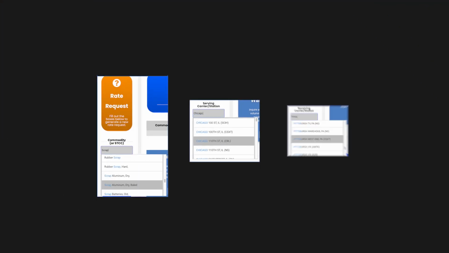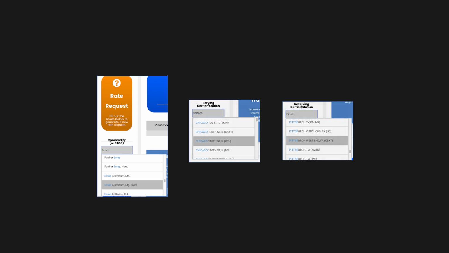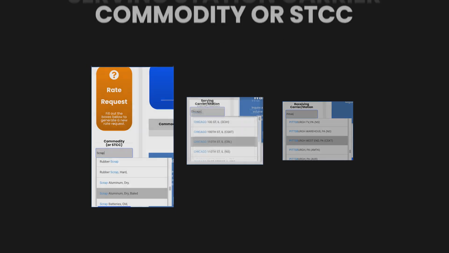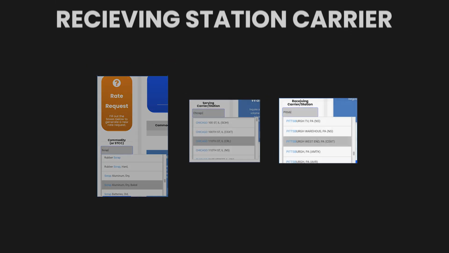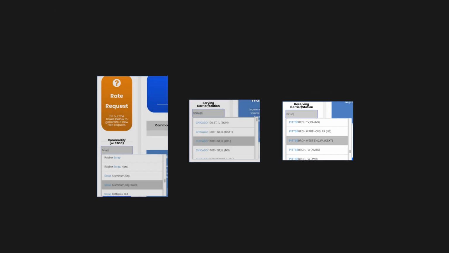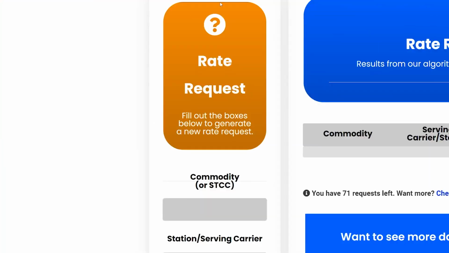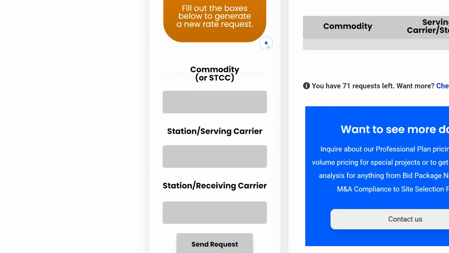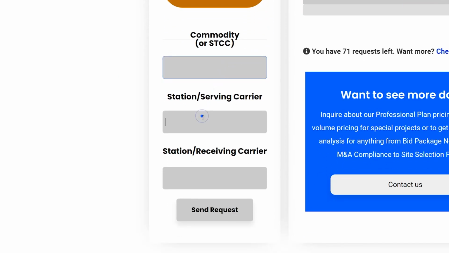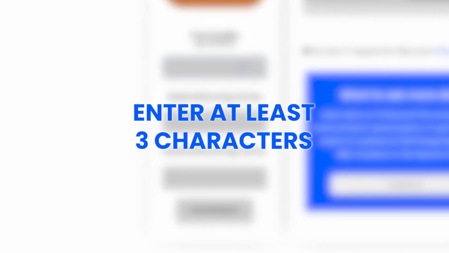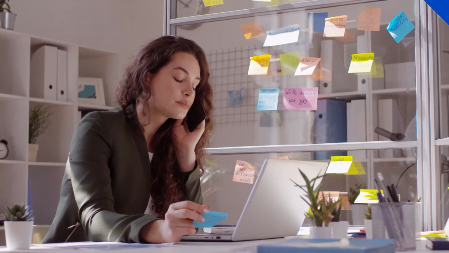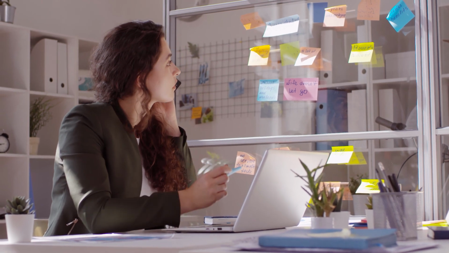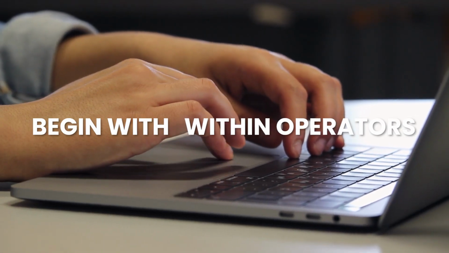Let's start with the 3 rate request fields: commodity or stick, serving station carrier, and receiving station carrier. At RRAadvisors.com, we've developed everything for intelligent simplicity, so entering your data is a breeze. Just enter at least 3 characters and the drop-down list will kick in. Our search operators include both the begin with and within operators. This means that the results in the drop-down list will contain the string you've typed.